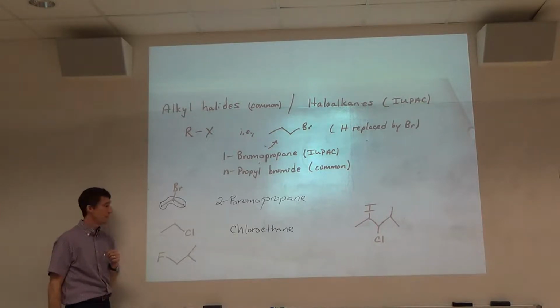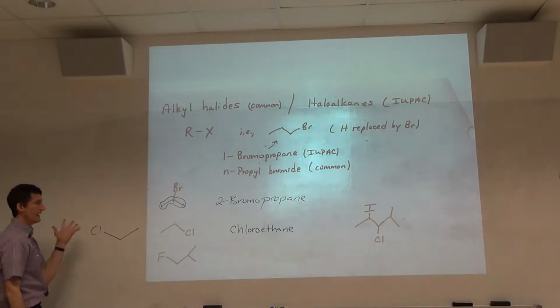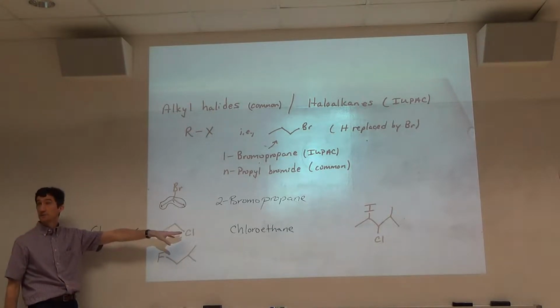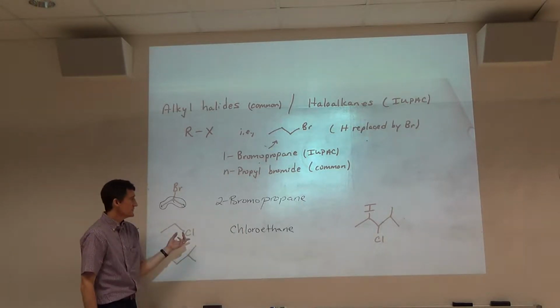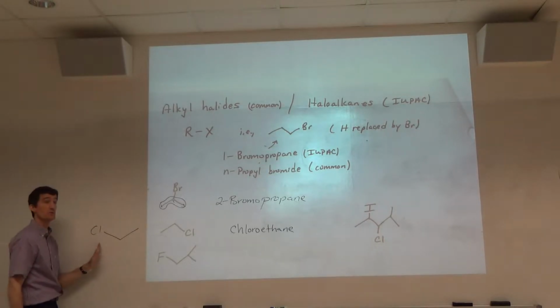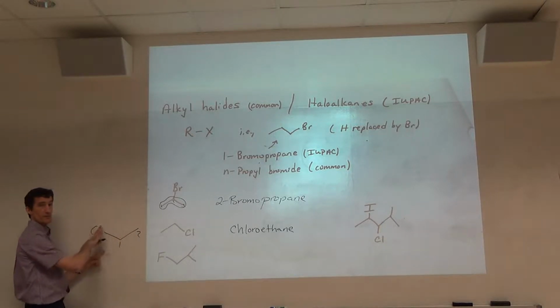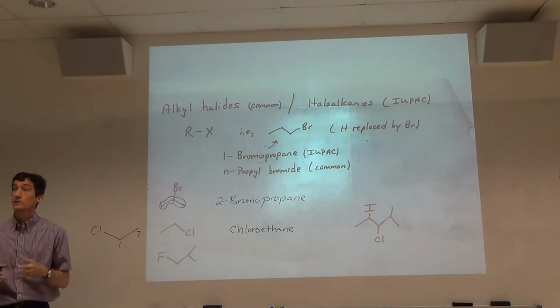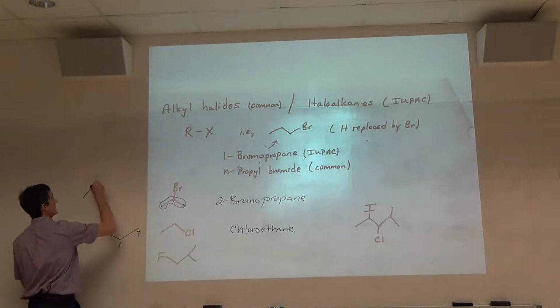What if the chlorine was on this side? What would that be called? It's not ambiguous. You don't need a number here. Is there such a thing as 2-chloroethane? Yeah. What is 2-chloroethane? This? No, this is 1-chloroethane. That's the same molecule flipped around. You don't actually need a number there because there's no isomer. Yeah, there's an isomer up here.